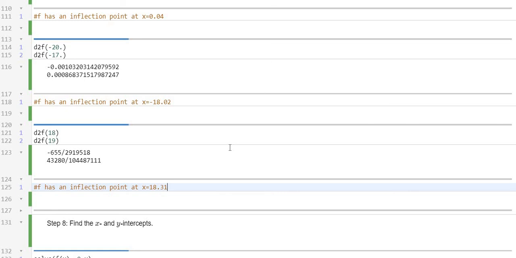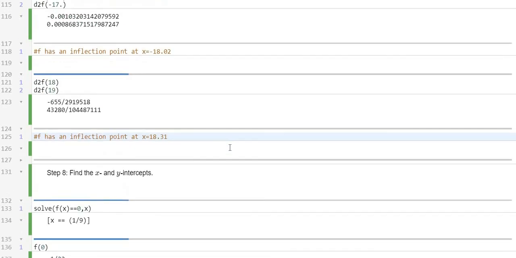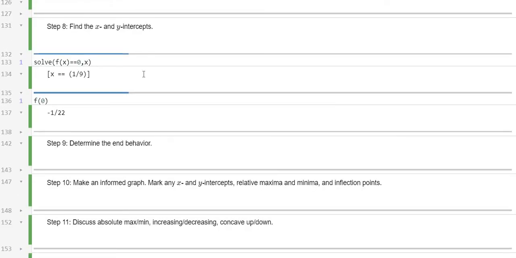So if you wrote these three x values down on your scratch paper, I would put a little IP for inflection point next to them just as a reminder that the concavity changes. So when we get to the graph, we want to make sure that we see the concavity change. All right, now the x and y intercepts I already did, where the function is 0. So 1/9 is the x-intercept. You might want to write that down too on your scratch paper.